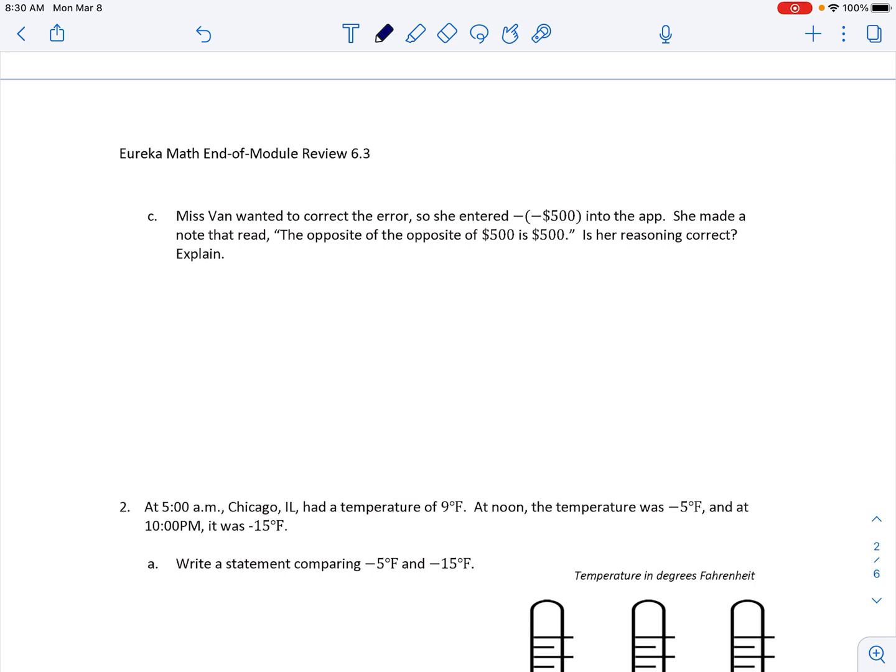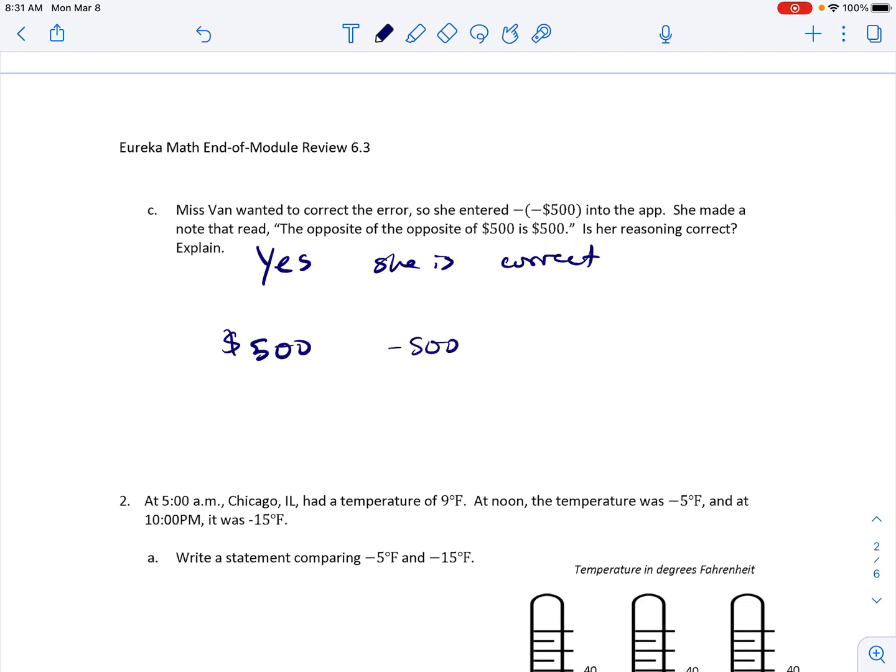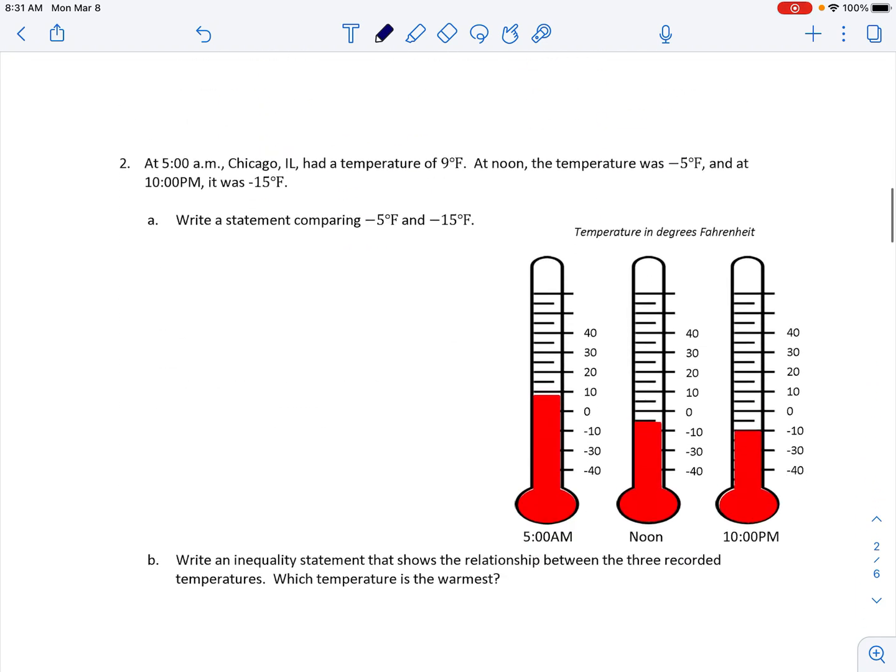Letter C says Miss Van wanted to correct the error. She entered double negative $500 into the app. She made a note that read the opposite of the opposite of $500 is $500. Is her reasoning correct? Yes, she is correct. Okay, so the opposite of $500 is negative $500, and the opposite of that is $500. So the opposite of the opposite is $500. She is correct.